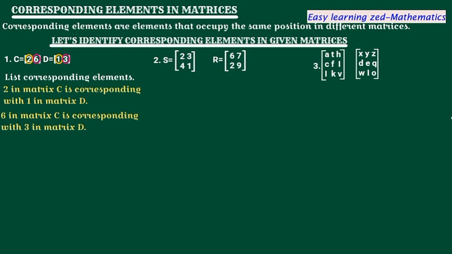Knowing elements that correspond will help us when we are dealing with addition and subtraction, so you need to be conversant with corresponding elements in matrices. This will help us when we start adding and subtracting matrices. These are the corresponding elements in these two matrices. I'm not going to list them yet.